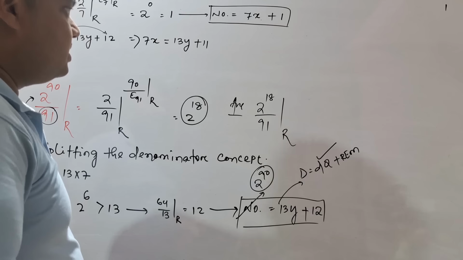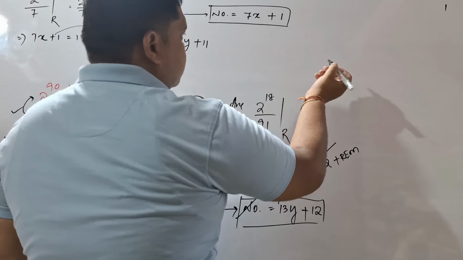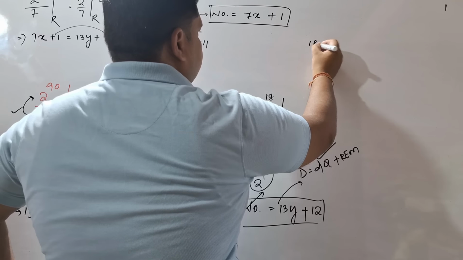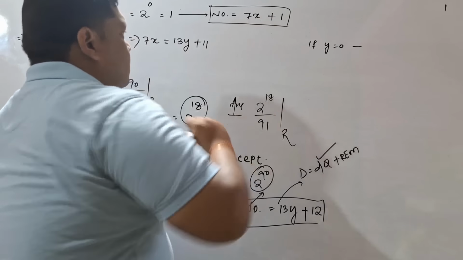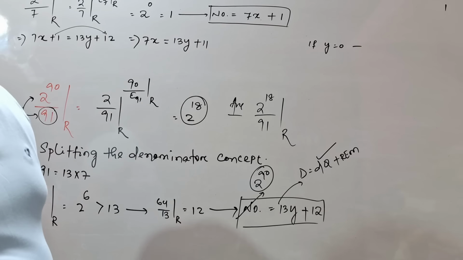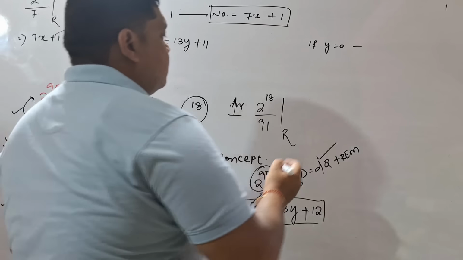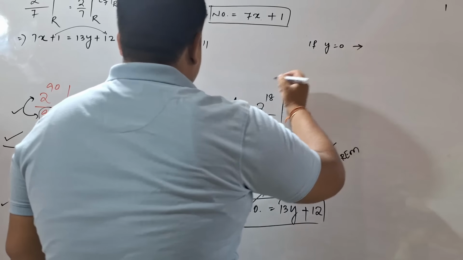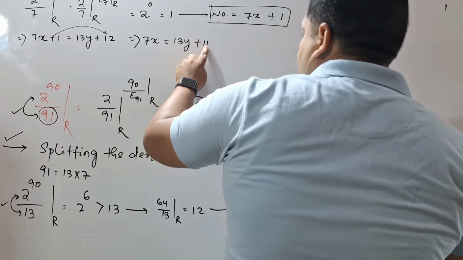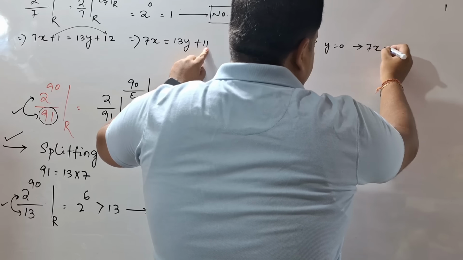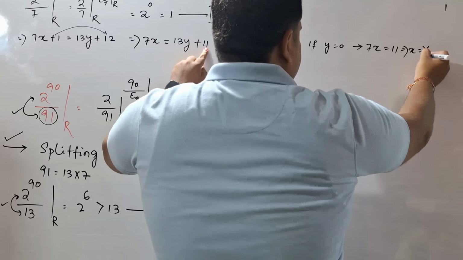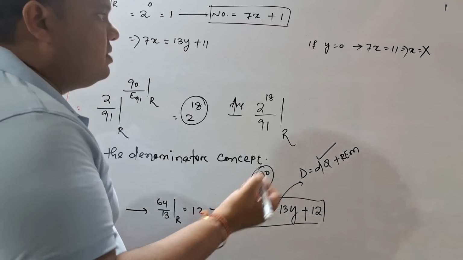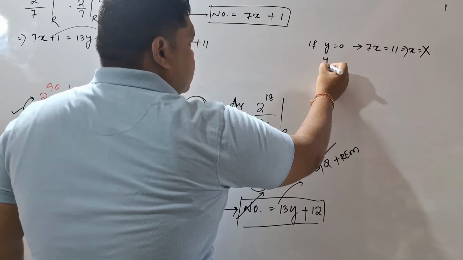By hit and trial method. Hit and trial method means what? Now I keep on putting the value of y. If y equal to 0, because x and y both are what? Both x and y, they are quotient, means integer value. So if I put y equal to 0, so this is 7x is equal to 11. So x is not the integral value, it is a decimal.